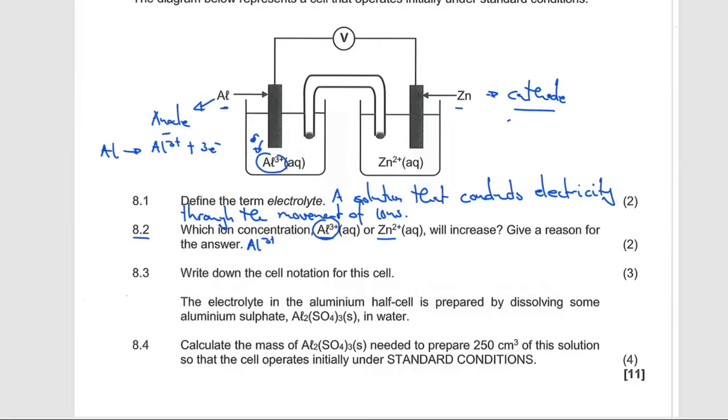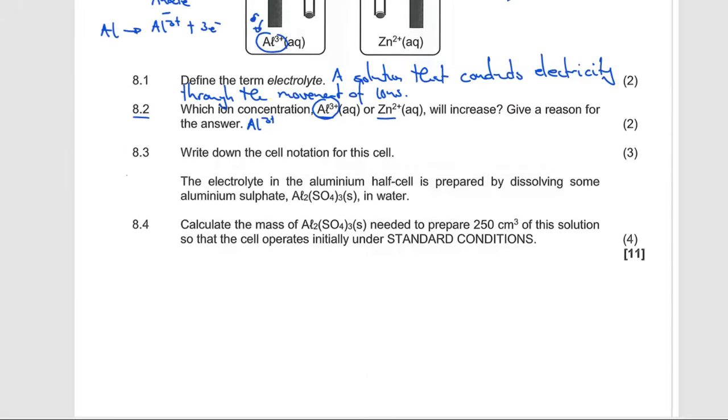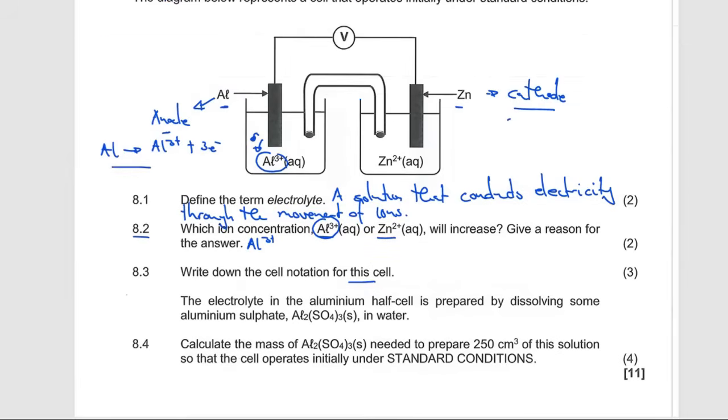Then moving on to 8.3, it says write down the cell notation for this cell, right? So I already mentioned this one is the anode, therefore this one is going to be our cathode, right? In terms of our cathode, I'm going to say this is our Zn, right? So here is a cell notation.